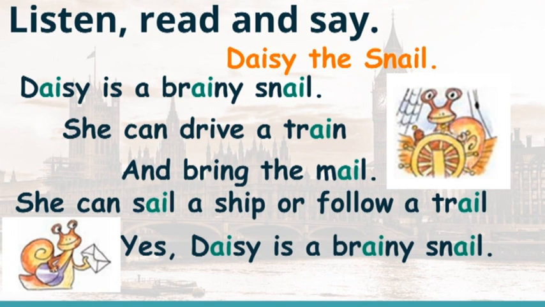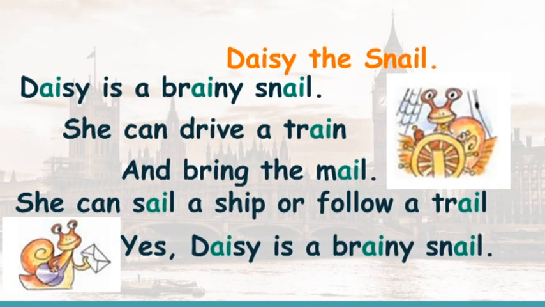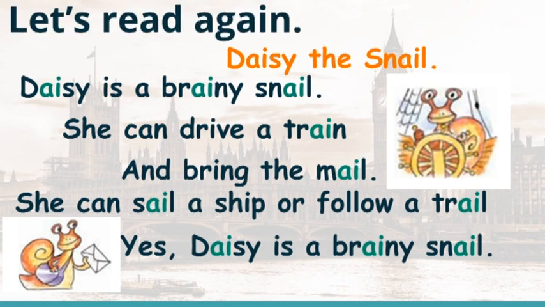Daisy is a brainy snail. She can drive a train and bring the mail. She can sail a ship or follow a trail. Yes, Daisy is a brainy snail. Let's read it again. Daisy is a brainy snail. She can drive a train and bring the mail. She can sail a ship or follow a trail. Yes, Daisy is a brainy snail.